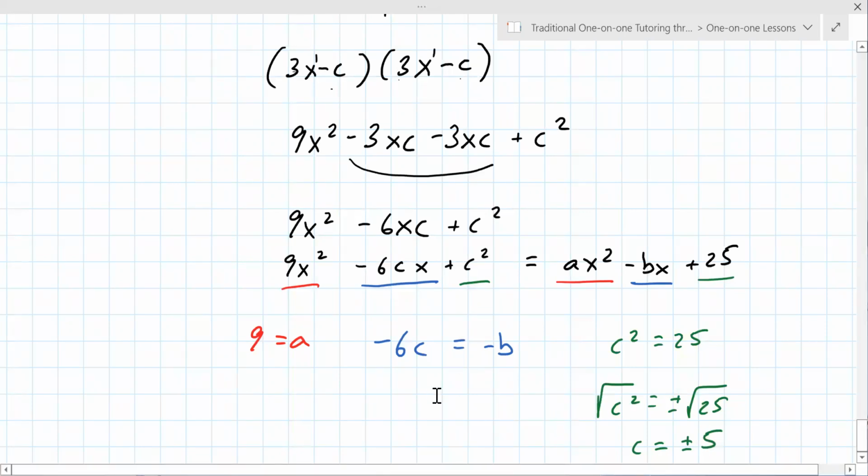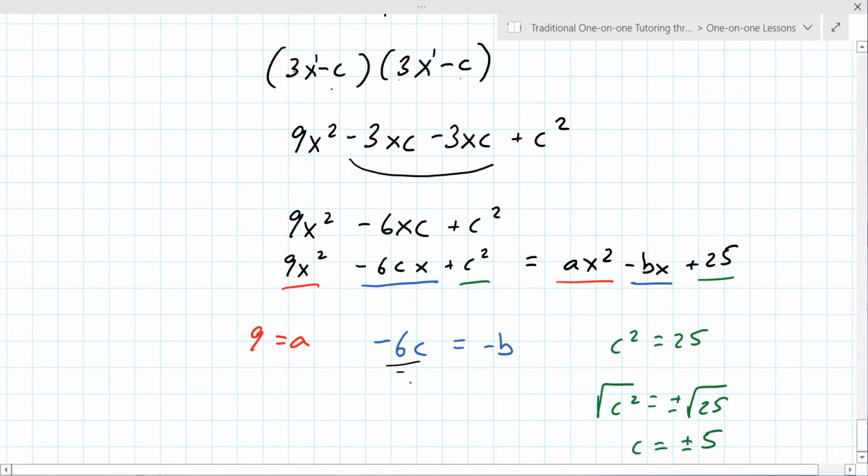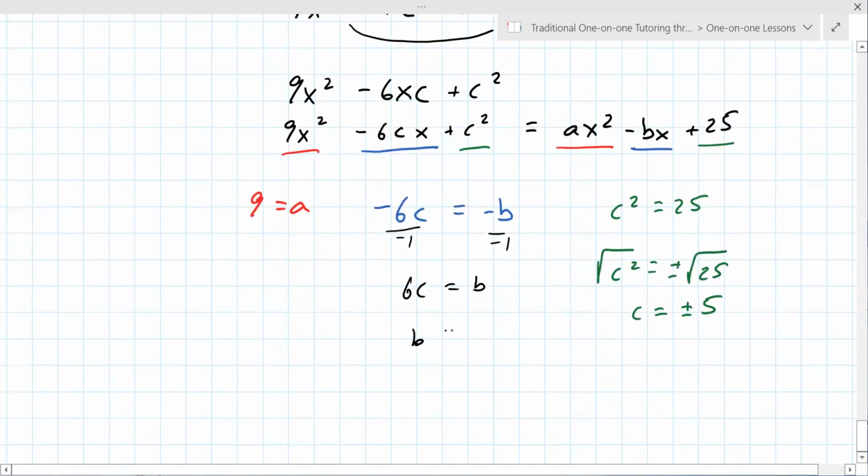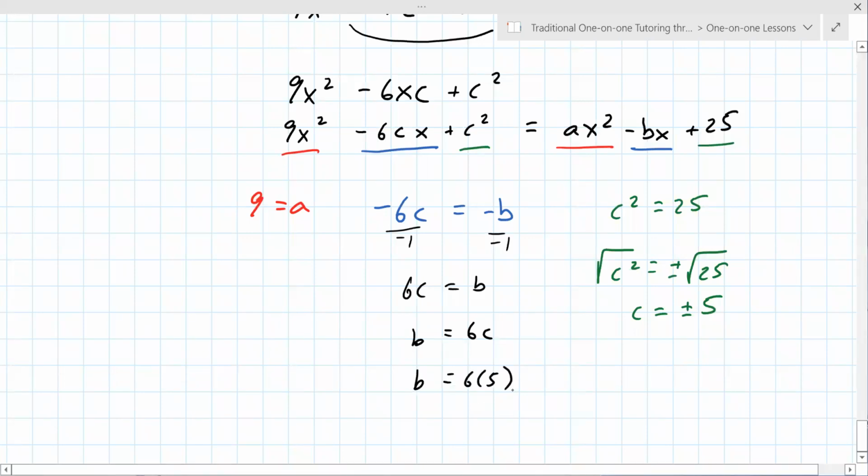Now, the reason that matters is because that affects the value of B. Okay, so if you cancel the negatives on both sides here, you get 6c equals B, or B equals 6c. So if c is positive 5, remember we were solving those systems of like a quadratic and another quadratic, and so there'd be two solutions. That's the case here. B is either 6 times 5, or B is 6 times negative 5. So it's either 30 or negative 30.